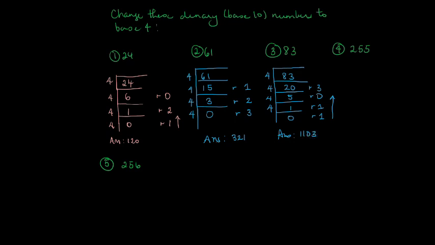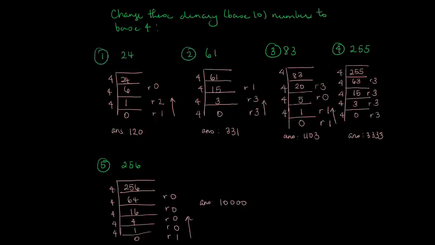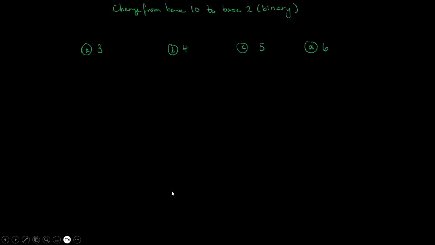Okay, so I hope that all of this worked out well for you, and you should have gotten answers of 3, 3, 3, 3, and 10,000 here for 256. Now we have something new where we're going to change from base 10 to base 2. We're going into binary. Again, all we do is the same thing, same idea.